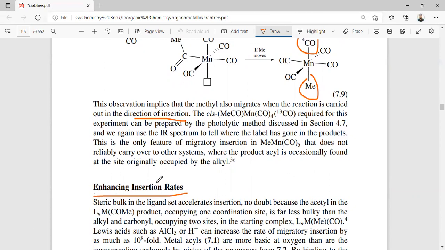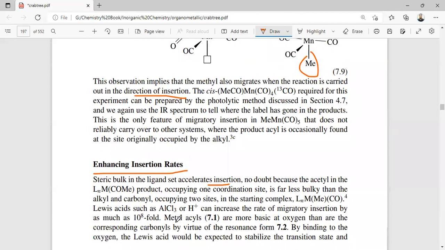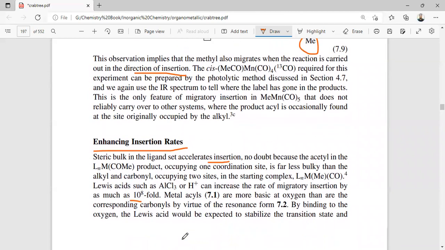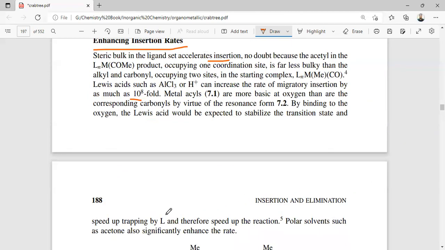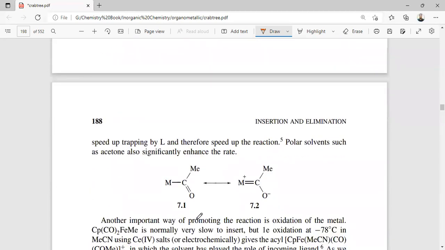Steric bulk in the ligand set can accelerate insertion. No doubt, because the acetyl product occupying one site is far less bulky than the alkyl and carbonyl occupying two sites. So in the starting complex LnMCO, a Lewis acid such as AlCl3 or H+ can increase the rate of migratory insertion by as much as 10^8 fold. Metal acyls are more basic at oxygen than the corresponding carbonyls by virtue of resonance. So by binding to the oxygen, the Lewis acid will stabilize the transition state and, by trapping the L, therefore speed up the reaction. Polar solvents are also excellent at accelerating the rate.